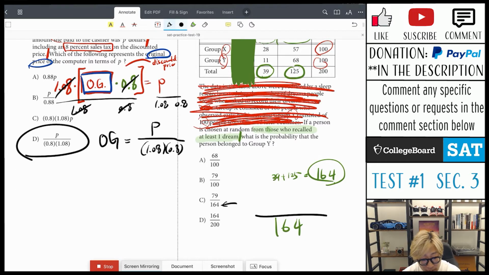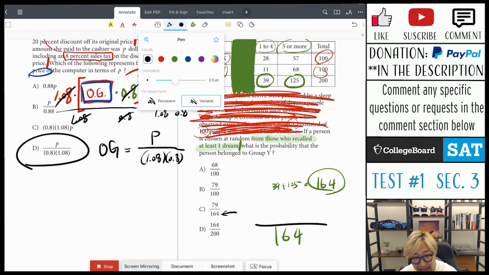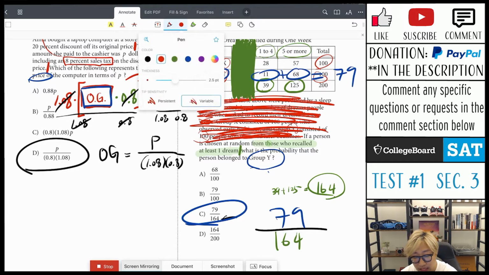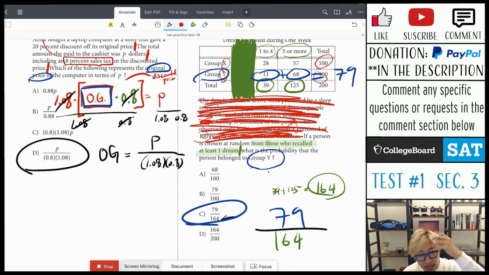What is the probability that the person belonged to group Y? We want the group Y people. Group Y, 11 and 68. Add them together, indeed 79. I knew it. Y'all may want to double check to make sure, but if I see 164 on the bottom and only in choice C, guys like me will just circle it and move on. It's okay.